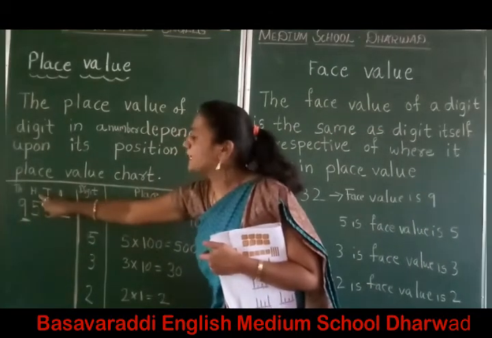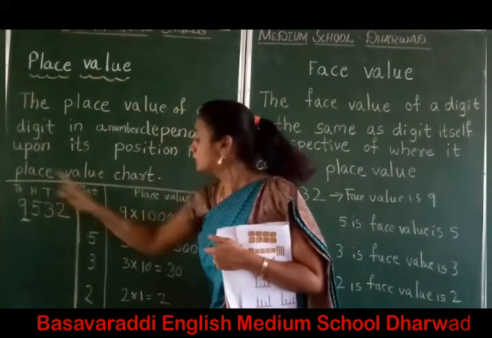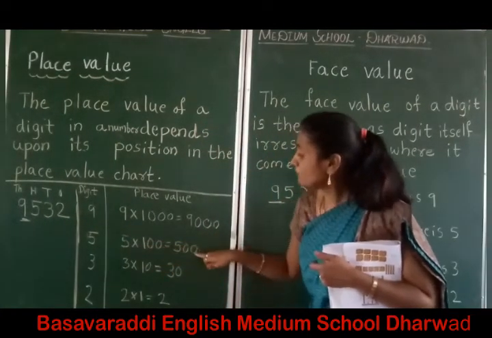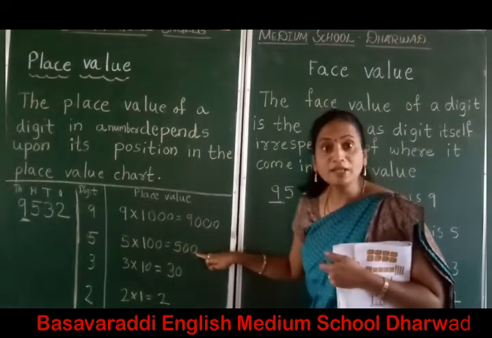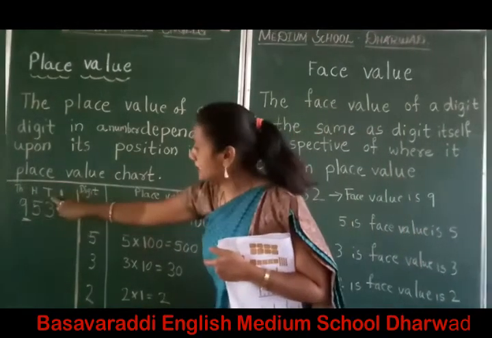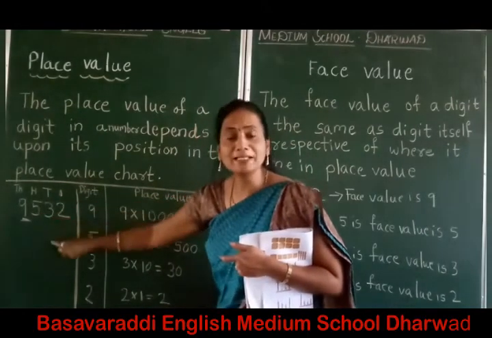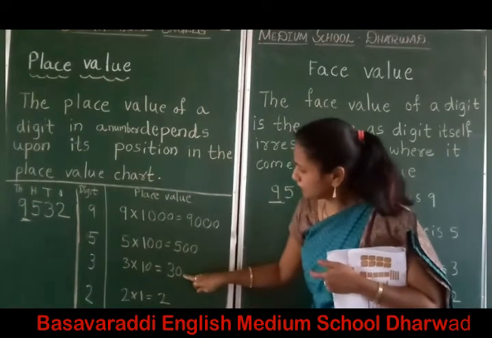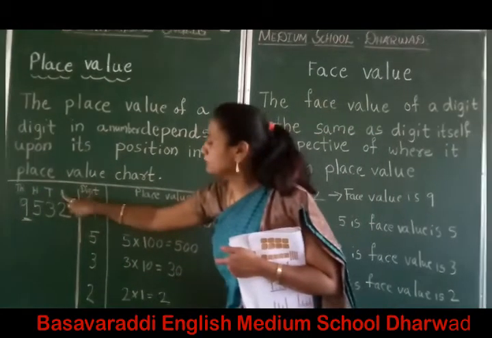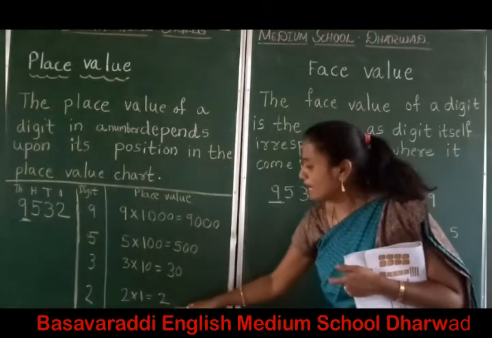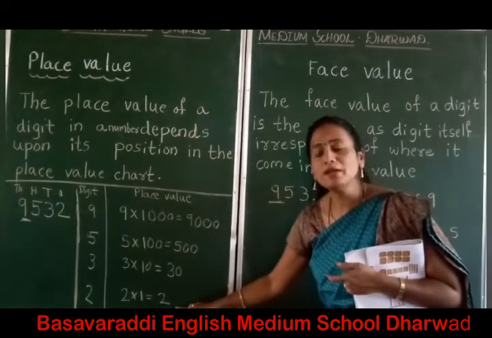Next 5. Which place is there? That is a 100 place. So we are multiplying 5 into 100. That is a 500. What is this one? This is a place value. So 3 is a 10 digit. So we are multiplying the 10. So 3 into 10, that is a 30. And 2 is 1's place. So we are multiplying the 1. That is a 2 into 1, 2.